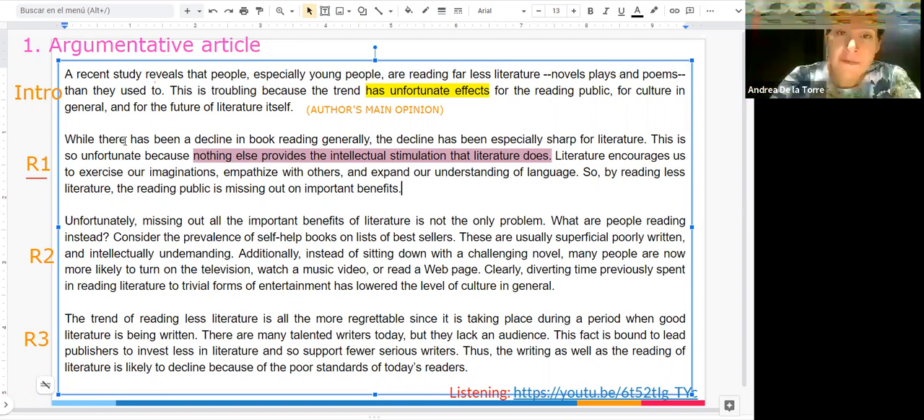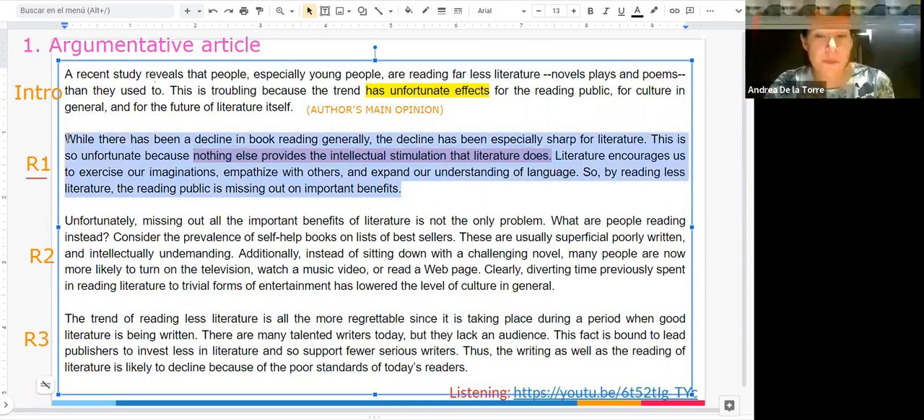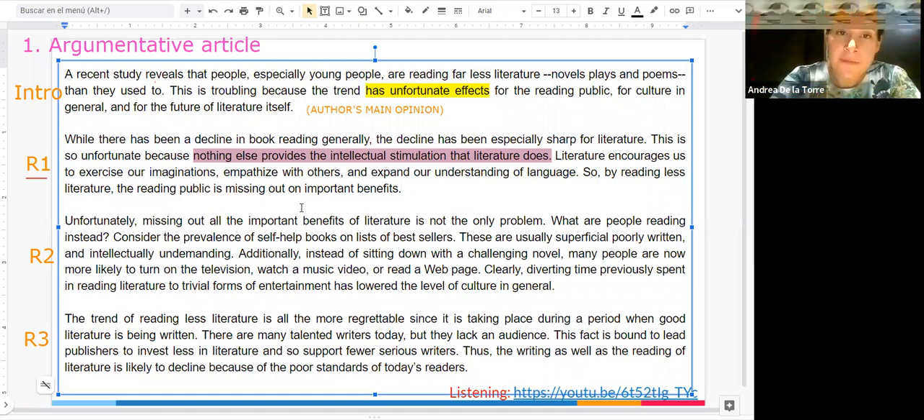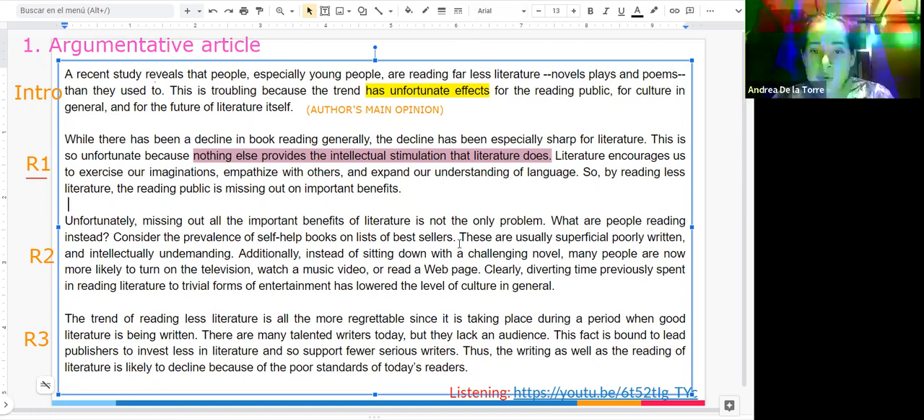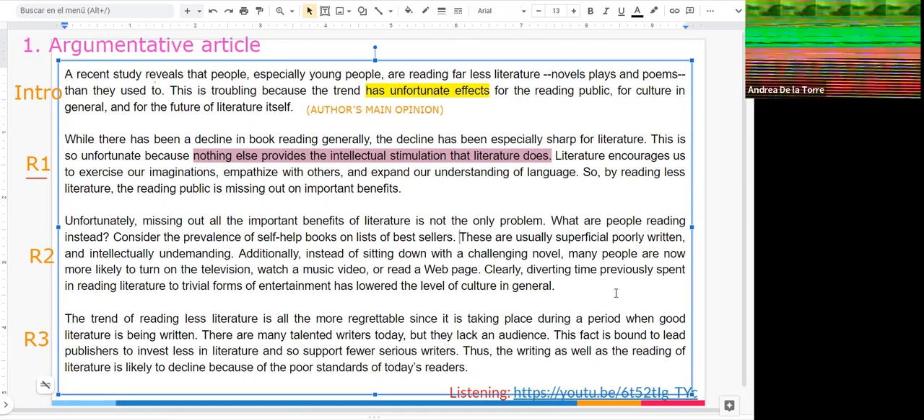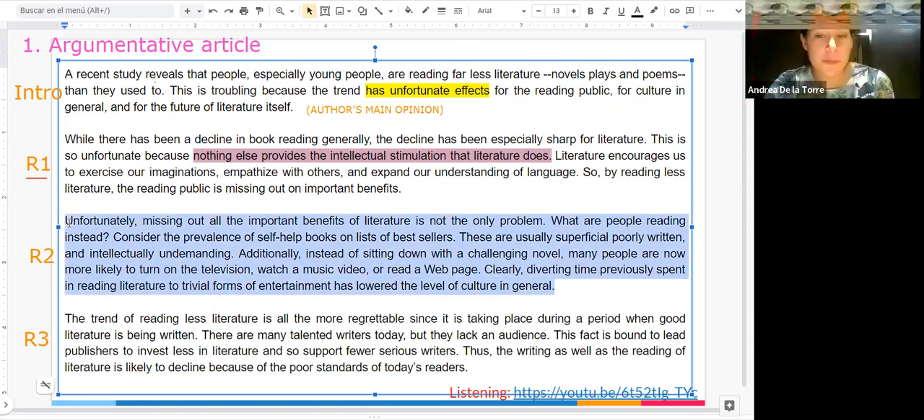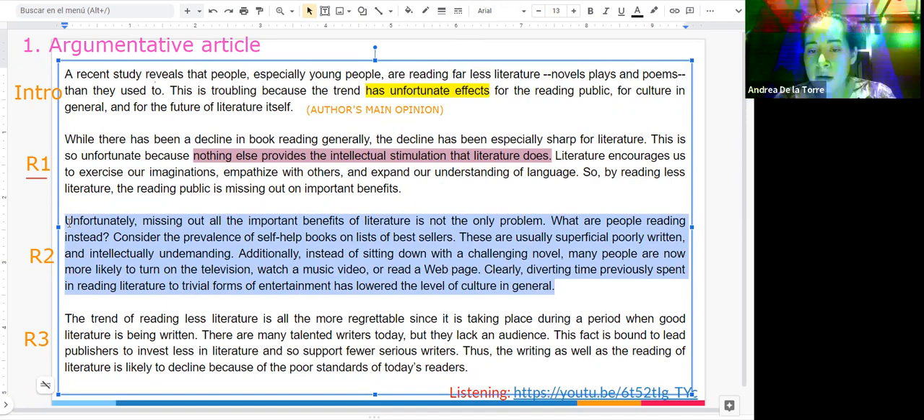So the entire paragraph is about that. Is that okay? Yes? Do we agree on this too? We're trying to summarize it. I'm just highlighting the most important parts. Is that okay? Or any questions about the first reason? All right. Now, what about the second reason? What was the main idea or the main reason in this secondary paragraph?